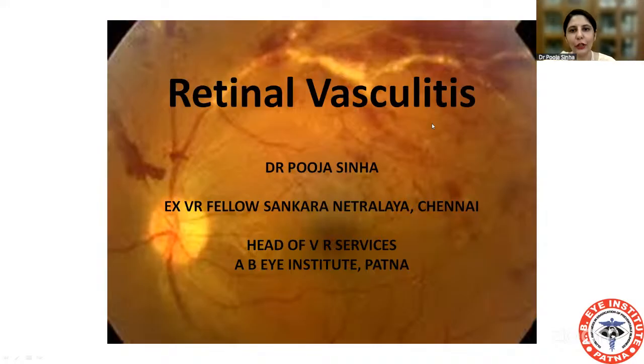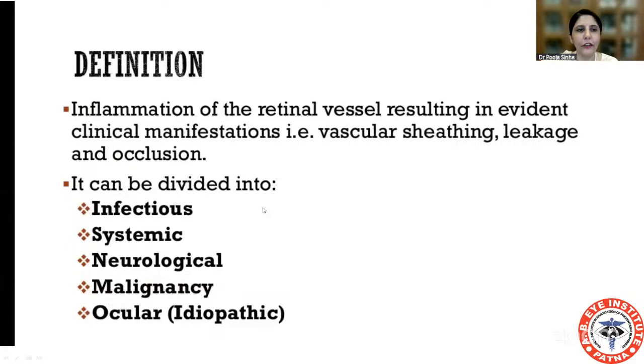So going on to my topic of retinal vasculitis. By definition, retinal vasculitis is inflammation of the retinal vessels resulting in clinical manifestations, that is vascular sheathing, leakage, and occlusion. The causes can be divided into infectious, systemic, neurological, malignancy-related, or idiopathic.